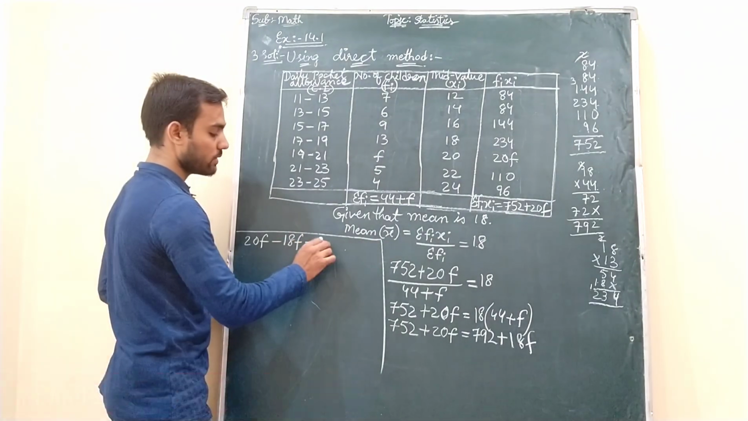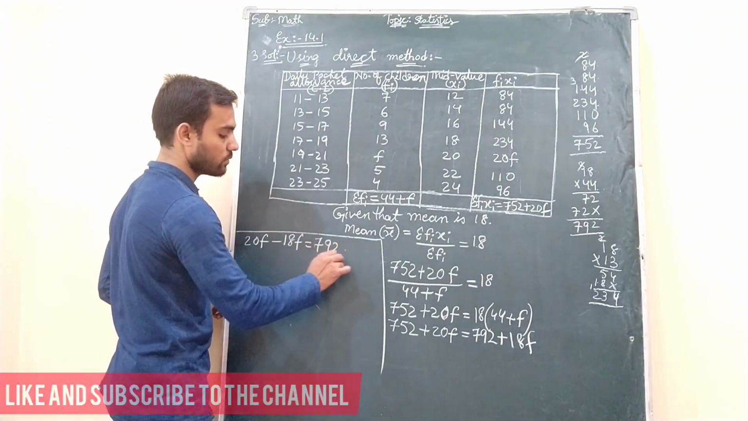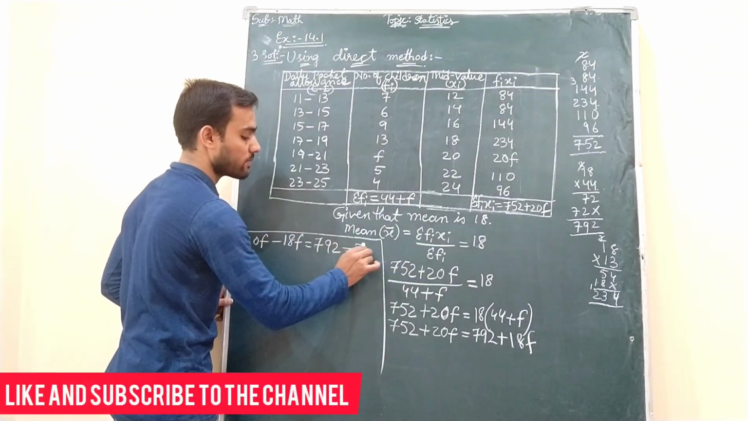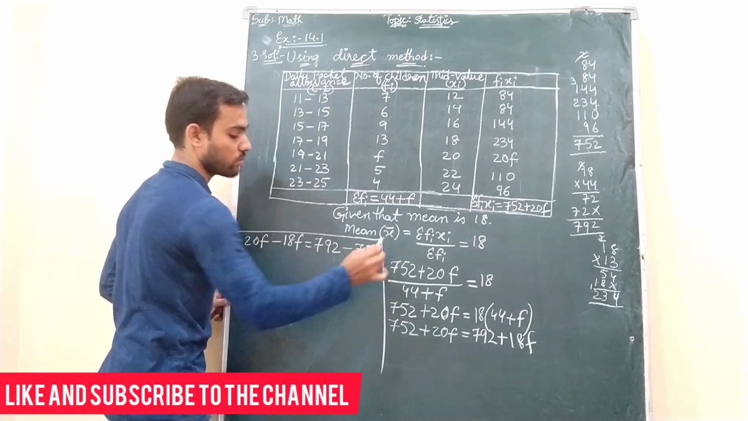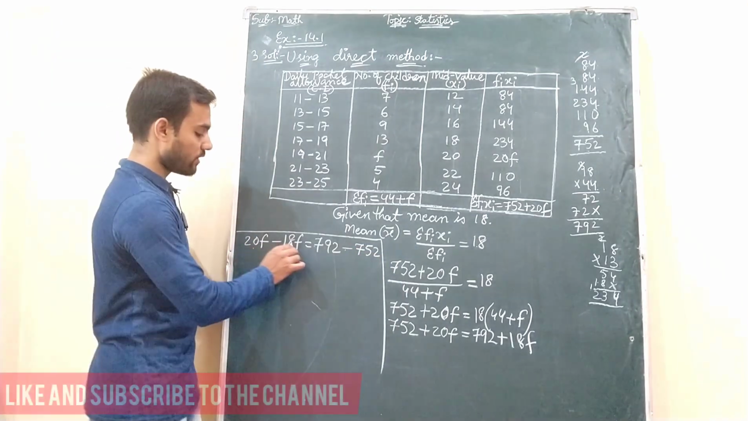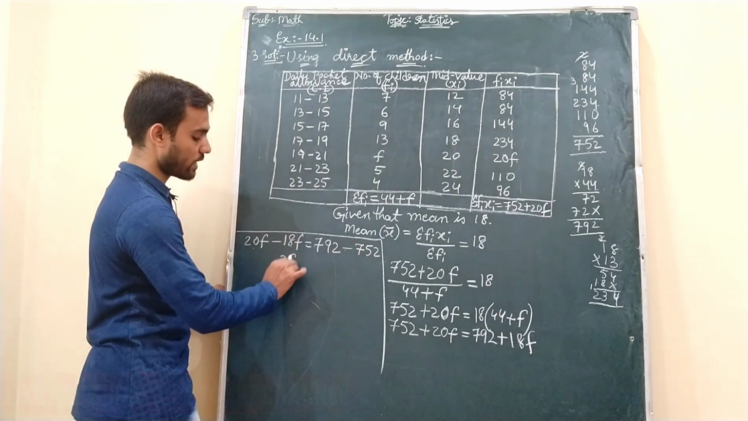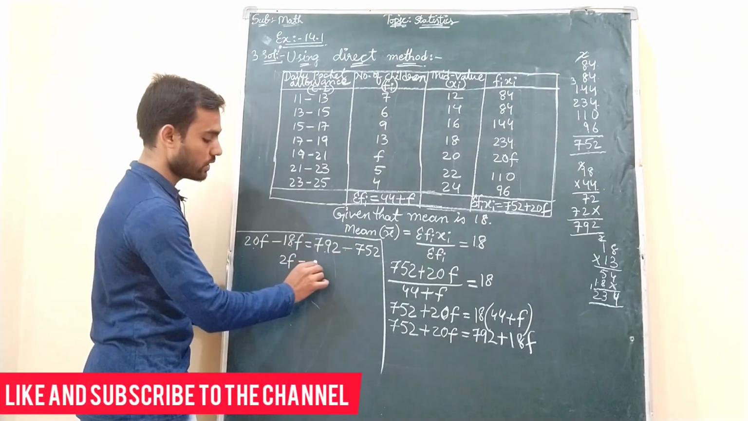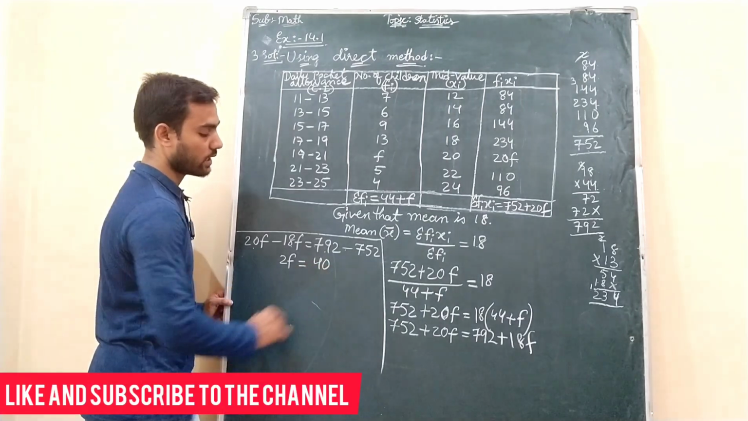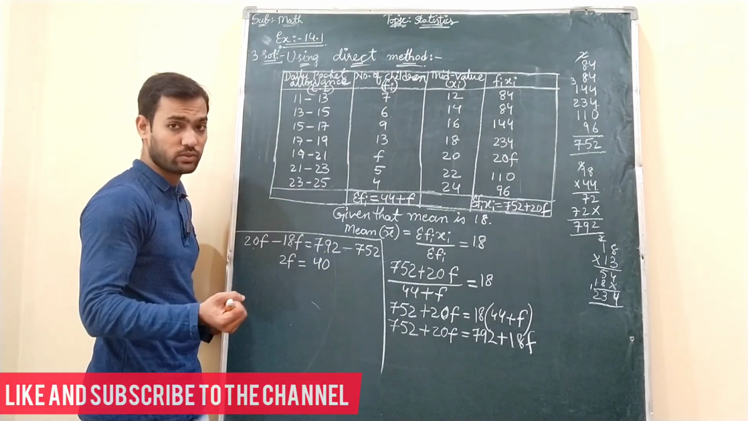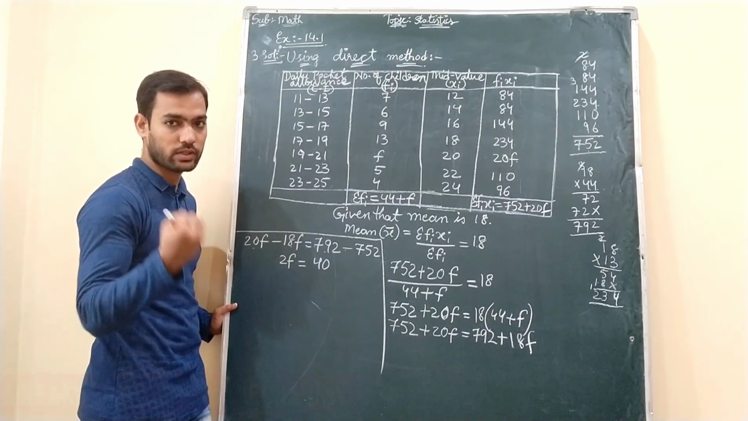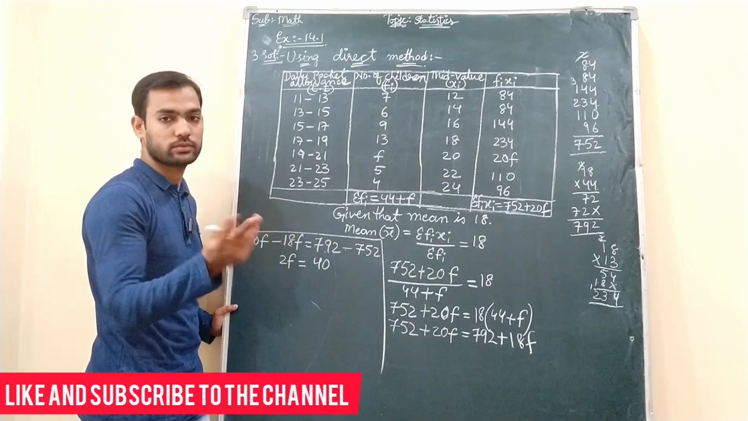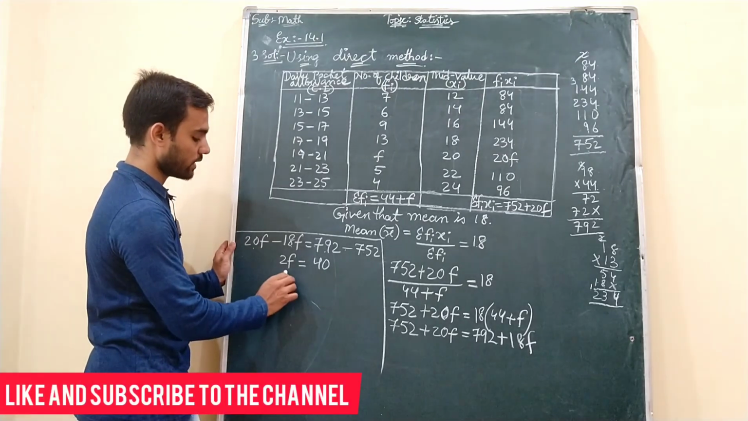And on the right hand side, what number do you have? 792. When you transpose the 752 from LHS to RHS, it will become minus 752. Okay? So 20f minus 18f will be 2f. And 792 minus 752, when you do, you will get 40. 752 you need to take out from 792. So 762, 772, 782, 792. All 4 tens you got, so that is 40.